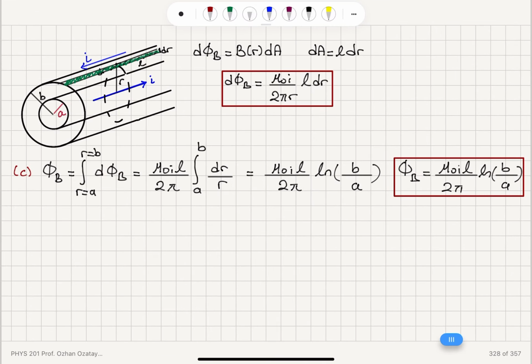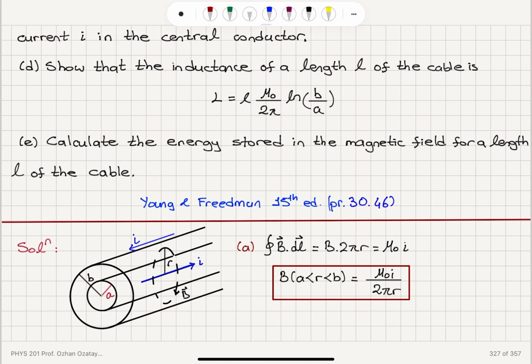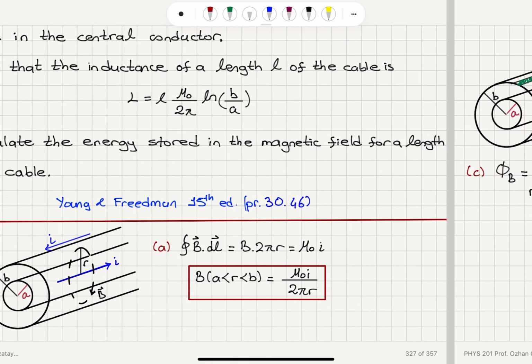Let's move on to part D. Show that the inductance of a length L of the cable is mu 0 L over 2 pi natural logarithm B over A.